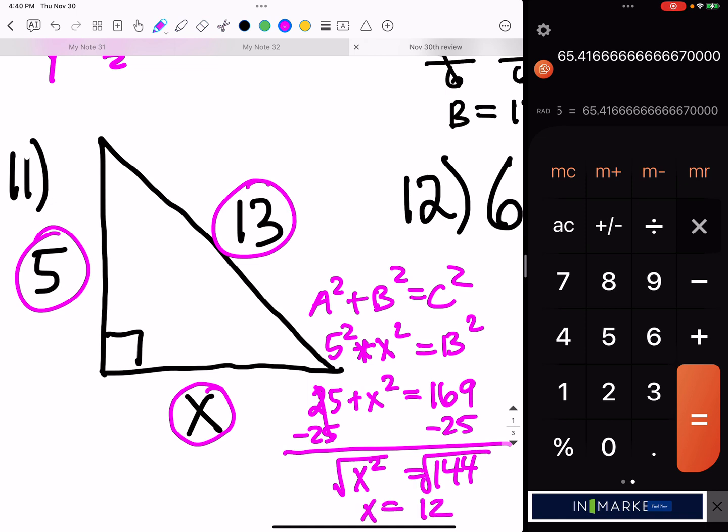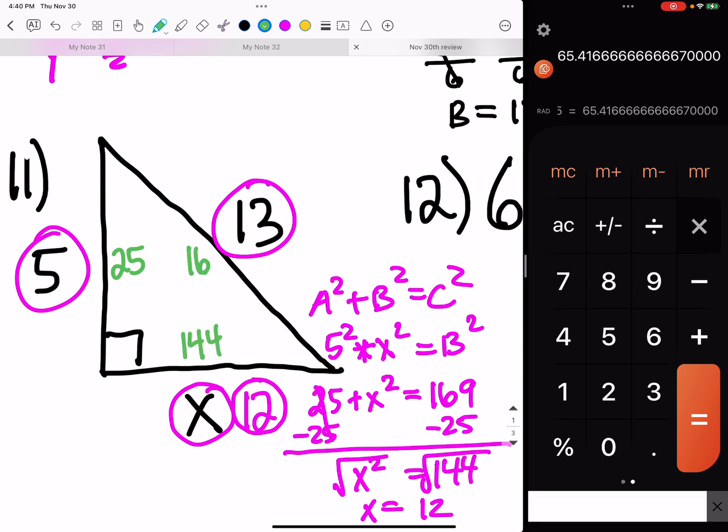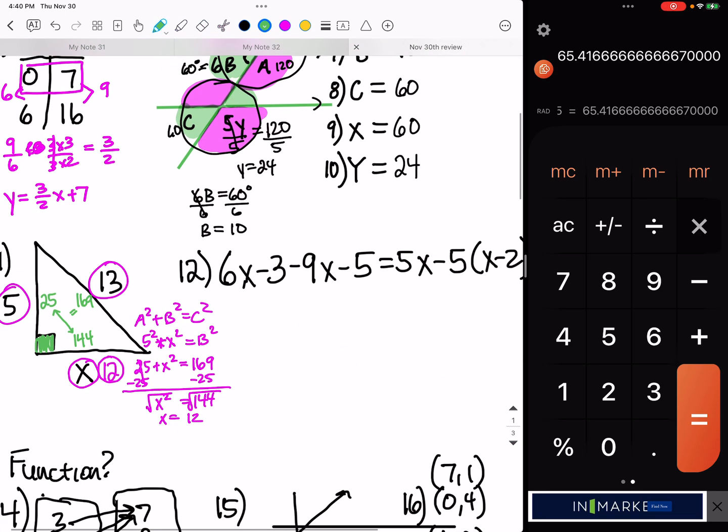So the answer here is 12, but the pink numbers that I just wrote, 5, 12, and 13, don't add up to each other. But if I take them to the second power, like 5 to the second power is 25, 12 to the second power is 144, 13 to the second power is 169, then 25 plus 144, the two that are straight up and down and sideways, those do equal the 169. So the answer was 12.